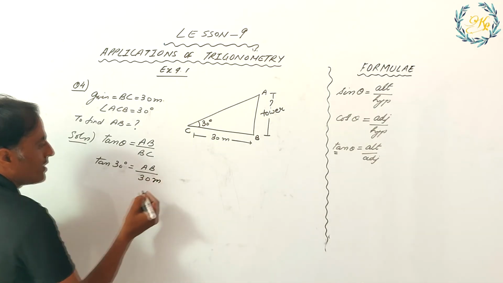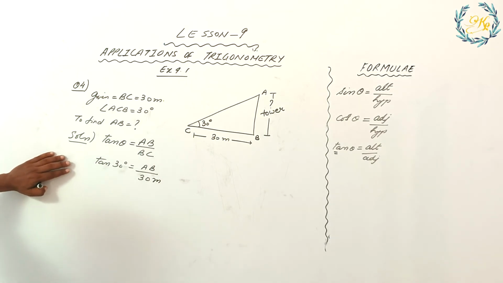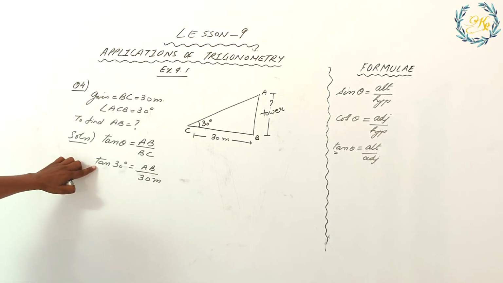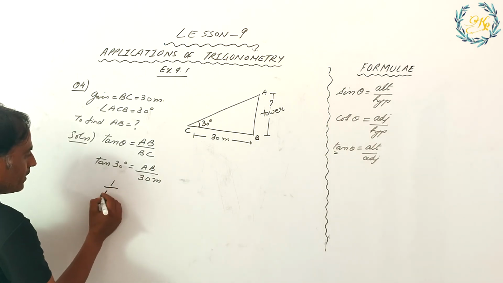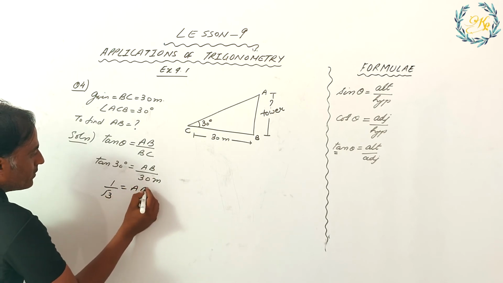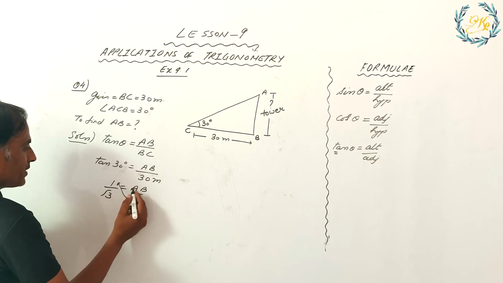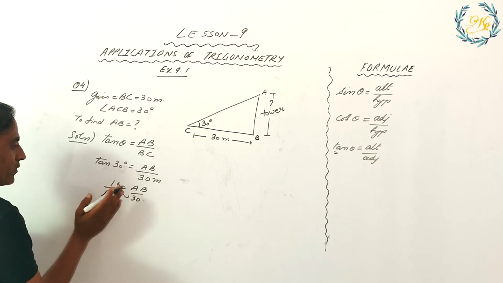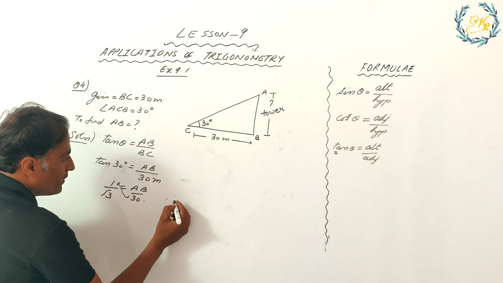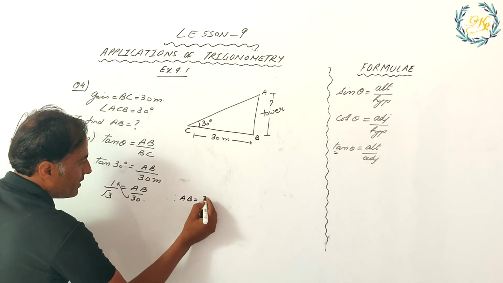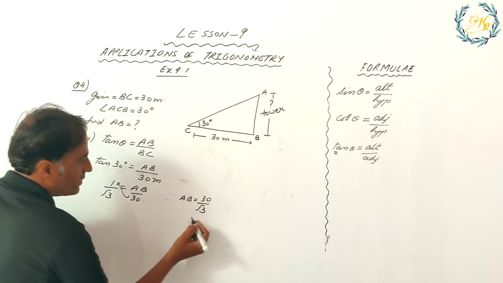Now, in the previous chapter, we have done the values of sine, cos and tan of 30 degrees. So the value of tan 30 is equal to 1 upon root 3, which is equal to AB upon 30 meters. So cross multiplying these values and taking known values and unknown values on the other side, we are left with AB is equal to 30 upon root 3.